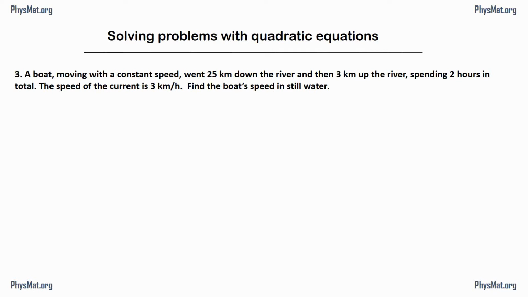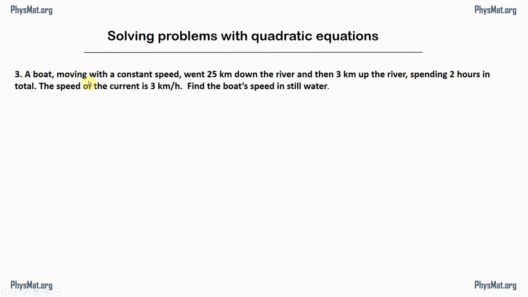This problem deals with motion of a boat up and down the river, and the river has a current with a certain speed. When you travel down the river, the speed adds up to your own velocity, and when you travel up the river, the speed is subtracted from your boat velocity. So our problem is formulated as follows.